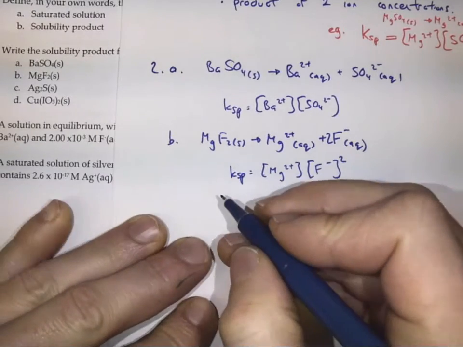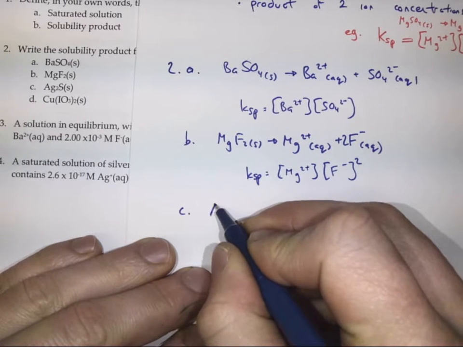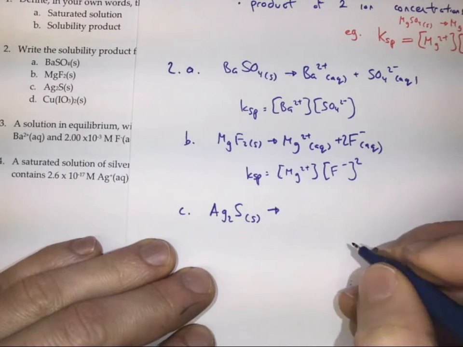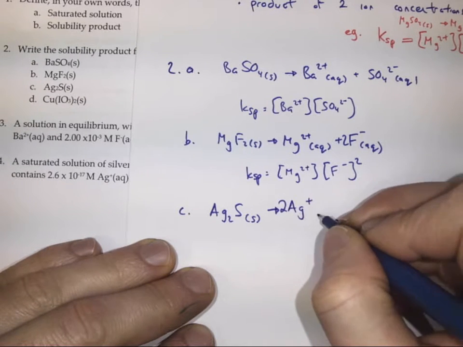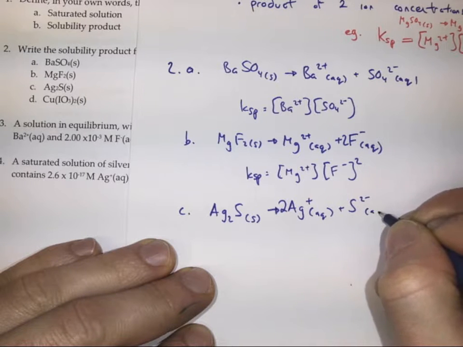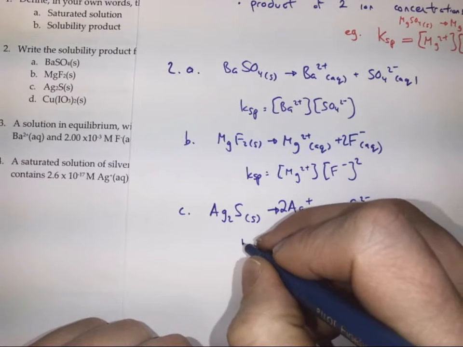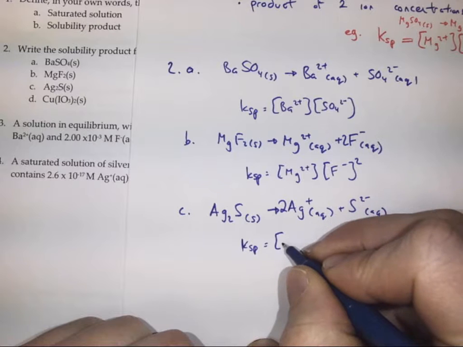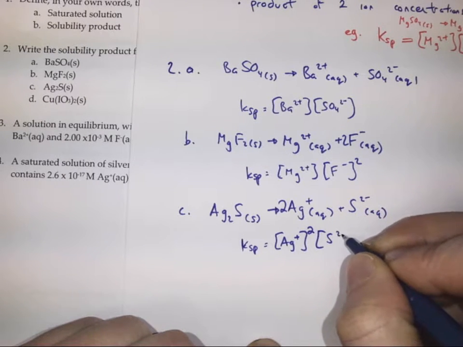Question 2c. We've got this silver sulfide, which is a solid, and that's going to turn into 2 silver ions, which are aqueous, plus a sulfide ion, which is aqueous. And we have this Ksp value, which says the concentration of Ag+ squared times the concentration of sulfide.